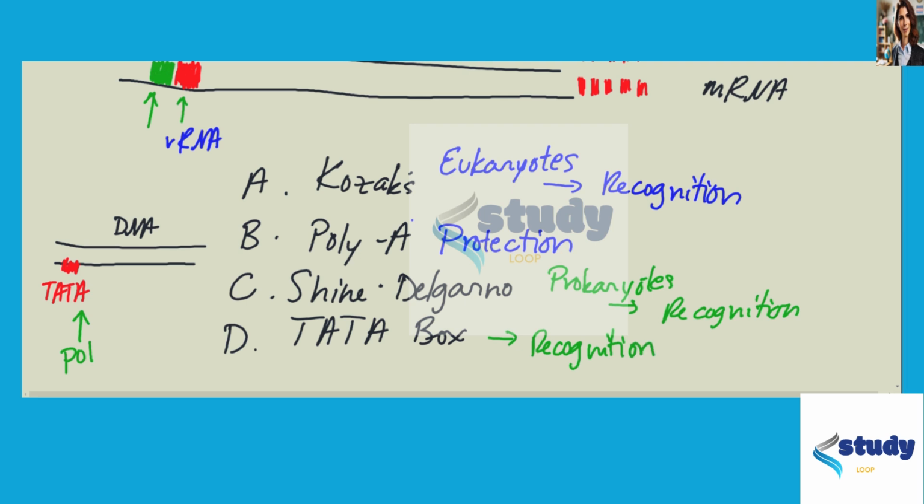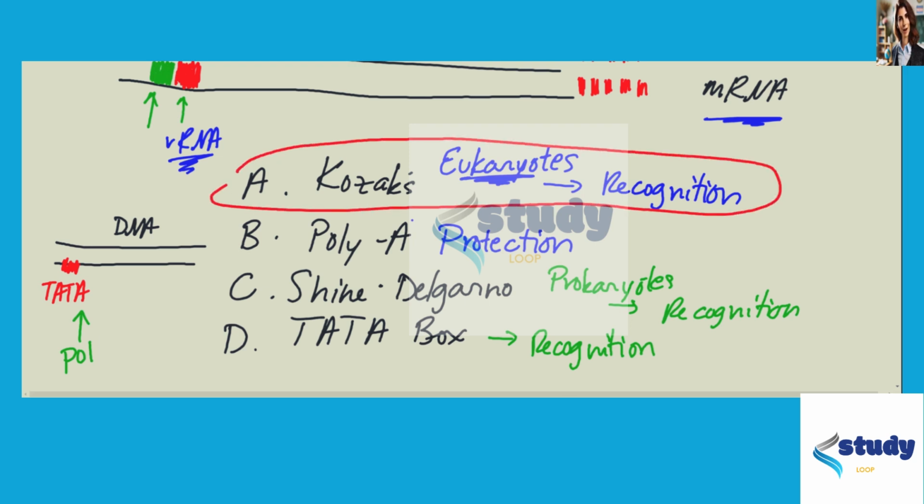So for this question, we're looking for the recognition on an mRNA strand in eukaryotes that's going to help the ribosomal RNA bind. So our best answer choice among these is going to be the Kozak sequence. The poly A tail is for protection rather than recognition. The Shine-Dalgarno sequence typically only appears in prokaryotic cells, and the TATA box is for DNA recognition for the RNA polymerases. So A is going to be the best answer choice here.